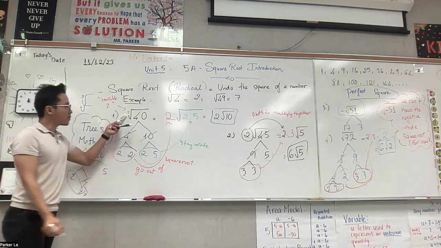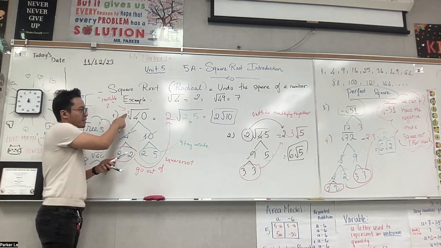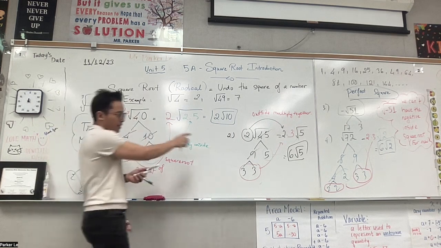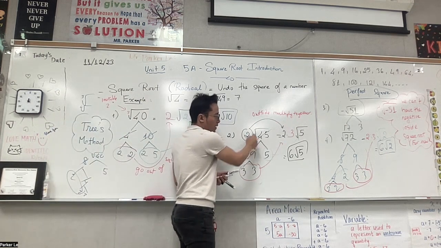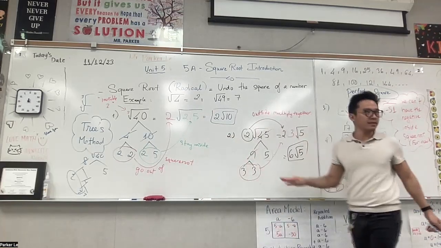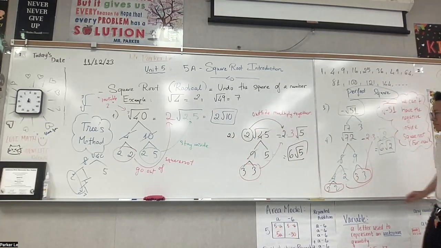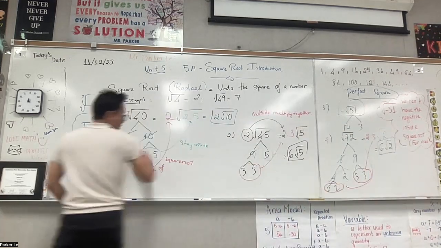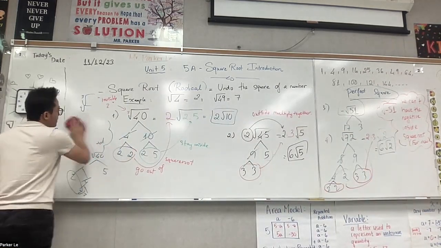Add this one with the invisible 2 if the 2 is right on top of the variable. But if the 2 is on the front, the big one to the front, then you multiply outside with 2. Are we good? Okay. Can I erase this? Yeah. Okay.